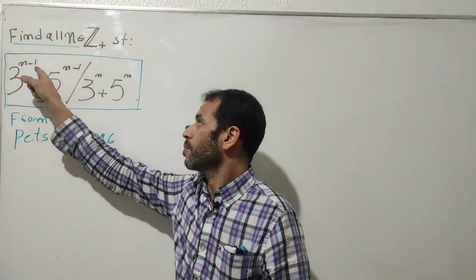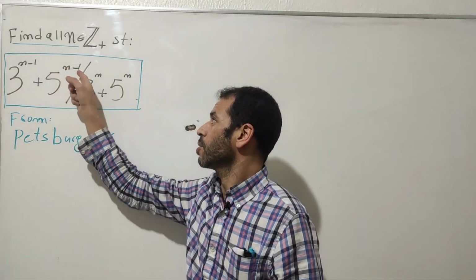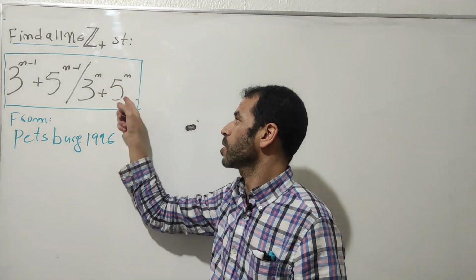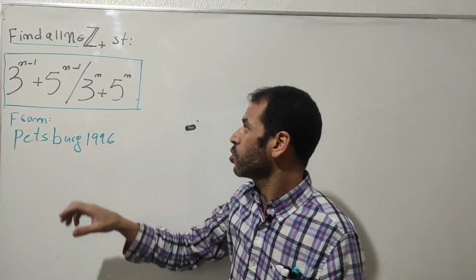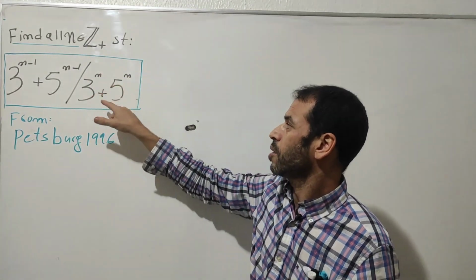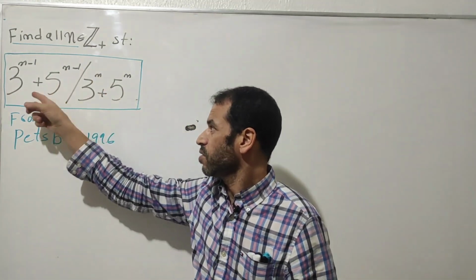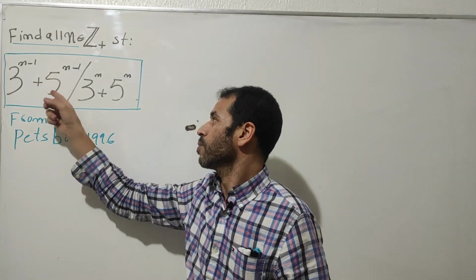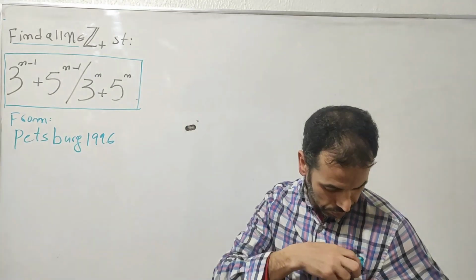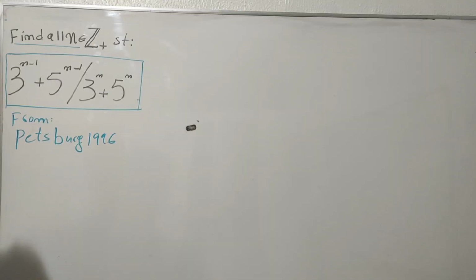3^(n-1) + 5^(n-1) divides 3^n + 5^n. In other words, this term, 3^n + 5^n, is divisible by 3^(n-1) + 5^(n-1). Before we get started, I would like to remind you about the divisibility definition.